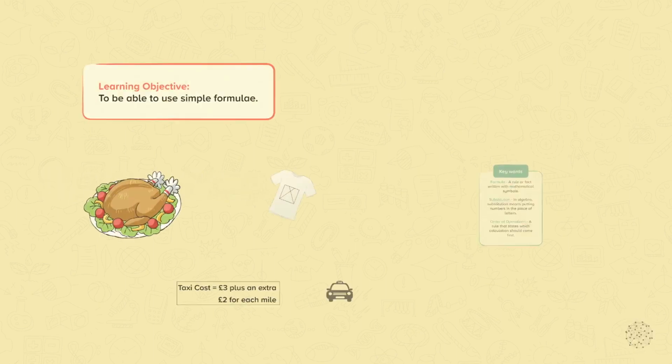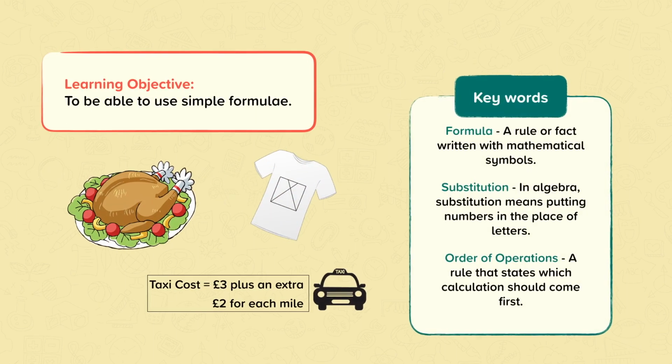Formula. The learning objective of this nugget is to be able to use simple formula. A formula is a rule or fact written with mathematical symbols. Substitution in algebra means putting the numbers in the place of letters. And order of operations is a rule which states which calculation should come first.